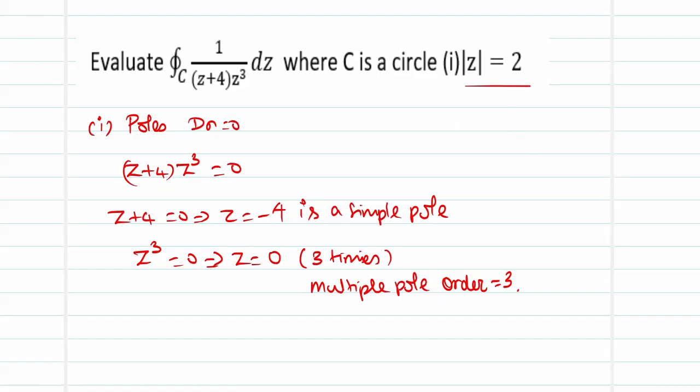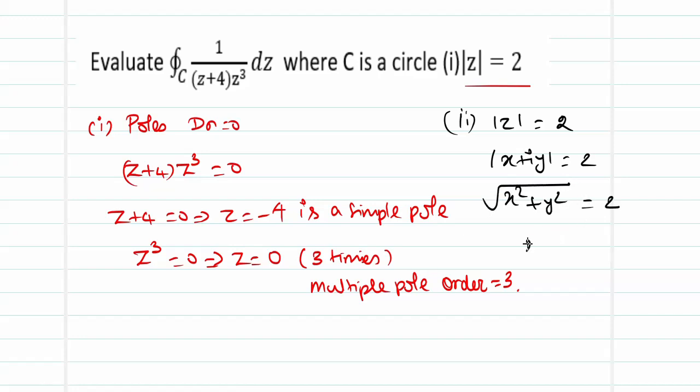What does mod z is equal to 2 represent? Mod z is equal to 2 is going to be x plus iy, the whole square equal to 2, so x square plus y square equal to 2 square. This represents a circle with center equal to 0, 0 and radius equal to 2 units. So let us now try plotting this circle over here.